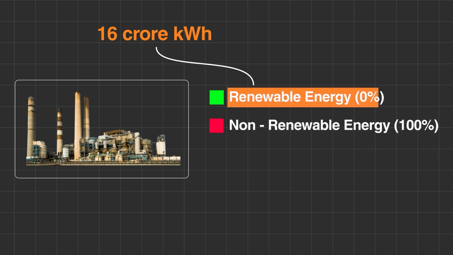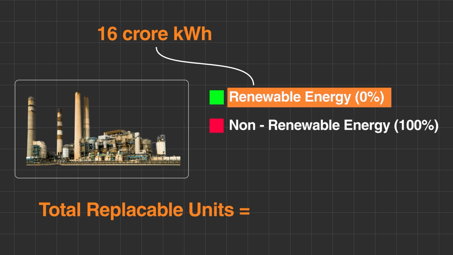For example, if they have 16 crore units and there are no renewable energy solutions that they have already taken, in this case, the replaceable units required from the renewable energy solution is 16 crore. So once you arrive at this, go to step number 3.